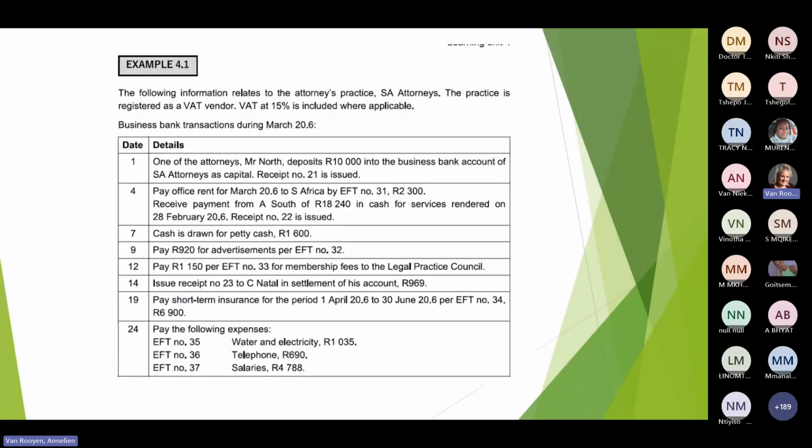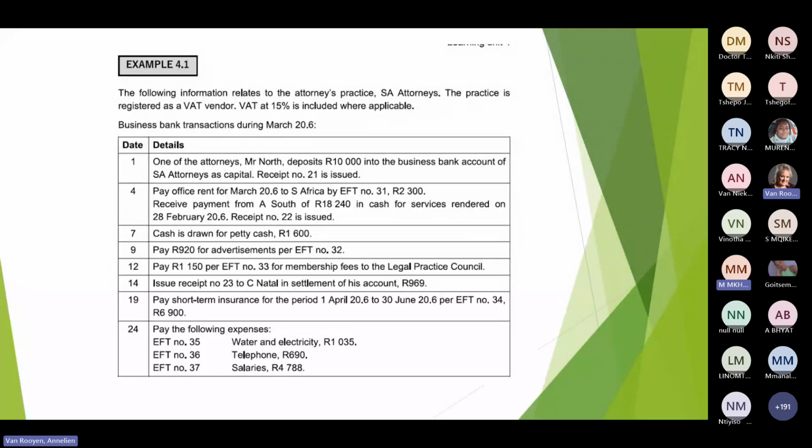That is our expense. All right, then number 14, we issue receipt number 23 to Sie Natal in settlement of his account. Money coming in or going out? In. So Sie Natal paid us. He settled his account. Money coming in. That's correct. What side of the bank? Debit. Is it cash payments or cash receipts? Cash receipts.